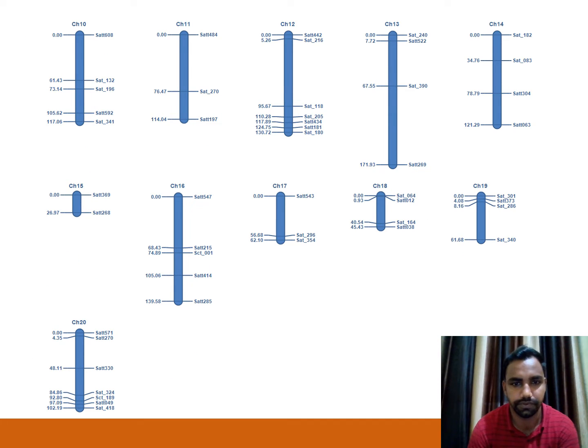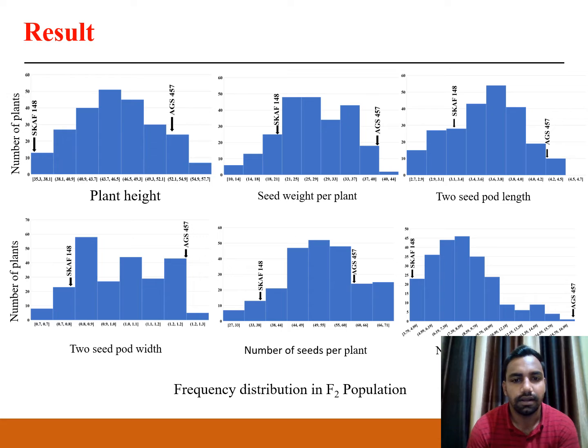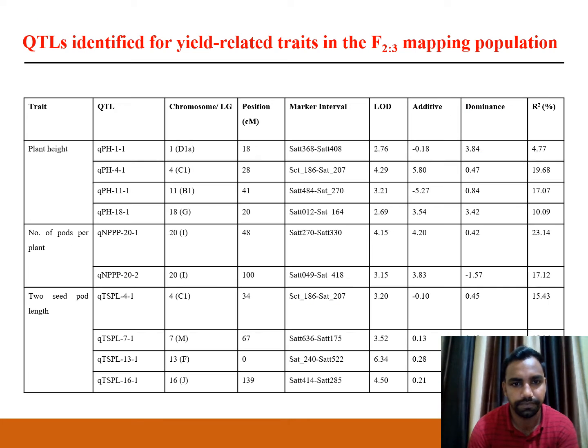And here you can see in this figure, using those 104 SSR markers, we created the linkage map for all 20 chromosomes. Coming to the results, we studied all the yield related traits such as plant height, seed weight per plant, two seed pod length, two seed pod width, number of seeds per plant, and seed weight per plant. We found that all the traits show a normal distribution, which shows that these traits are quantitative traits and governed by a large number of genes. Using the genotypic and phenotypic data, we identified the QTLs for these traits.